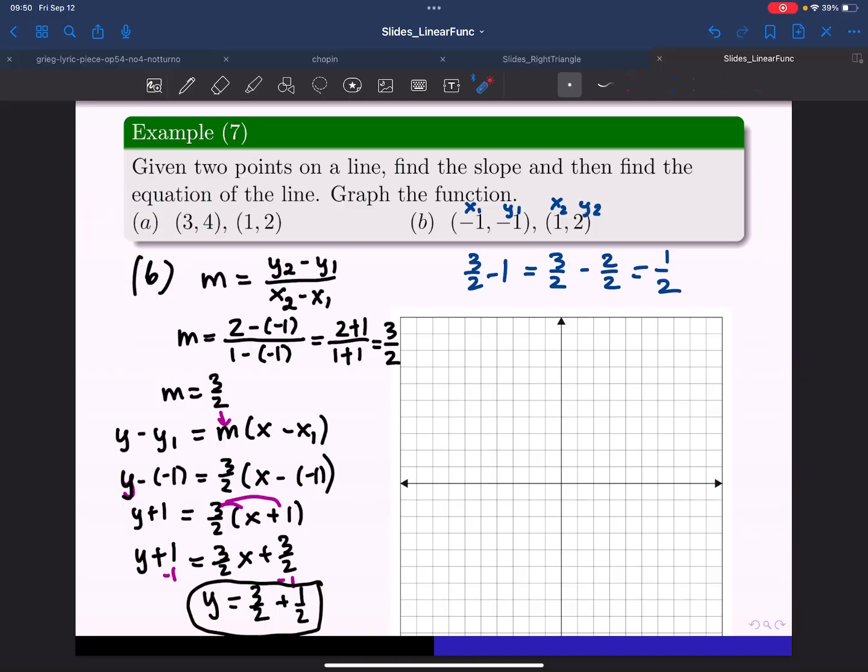Now we can graph it. So we plot those 2 points and we can connect them. So minus 1, minus 1, that's my first point. And the second point is 1, 2. So we have 1 and 2 right here. And then we can connect them.